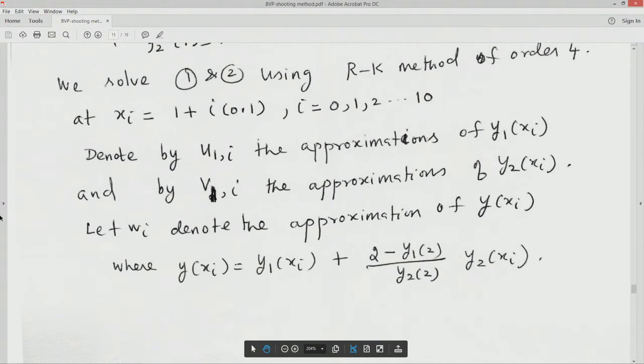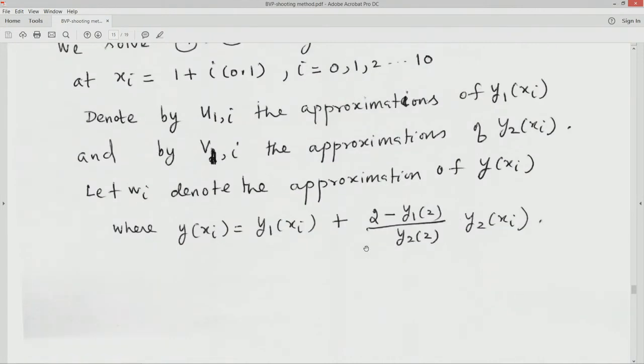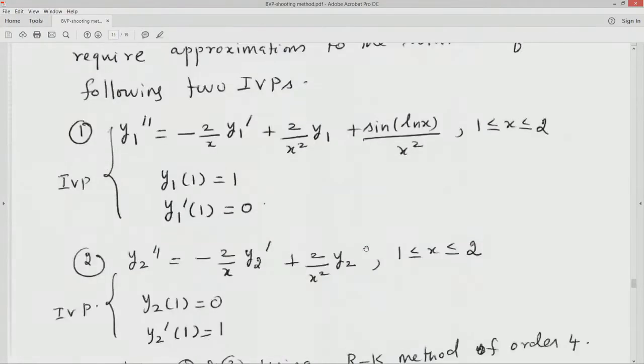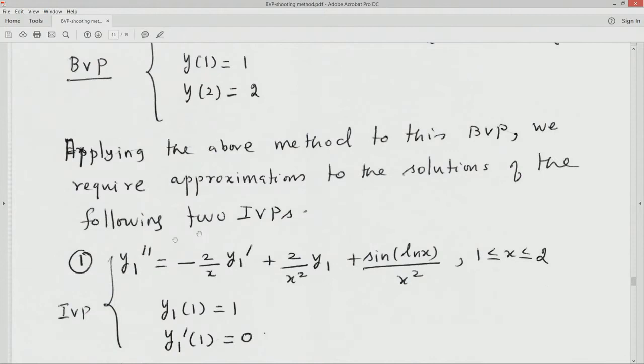So, that is what I have written here. So, if y of xi is the solution at the point xi in the interval 1 to 2, then y of xi is y1 of xi plus beta. What is beta? It is y at 2. Just see what is prescribed as y at 2 in the boundary value problem.